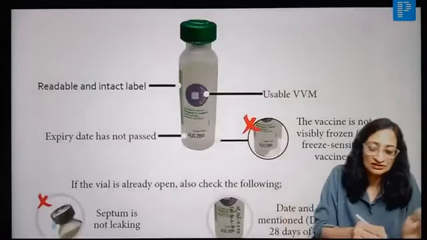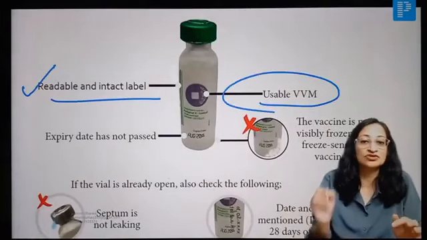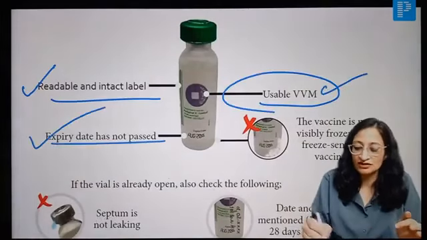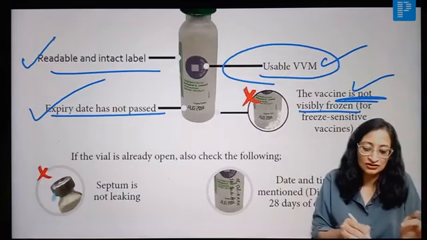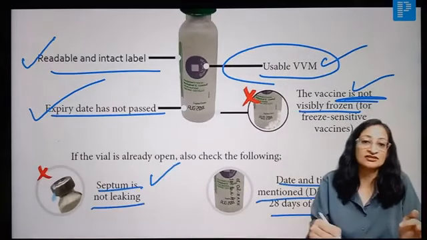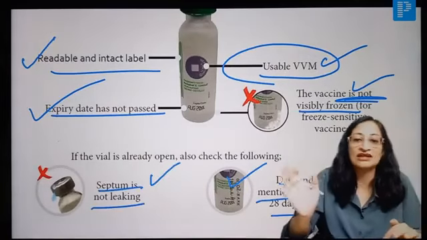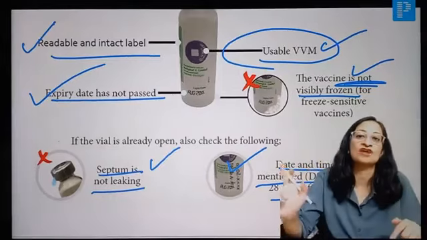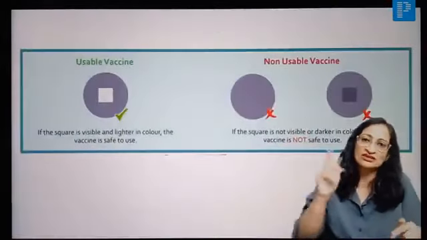So if the label is intact, the VVM shows that the vaccine is usable, the expiry date has not passed, the vaccine is not frozen, the septum is not leaking, and the date and time of opening the vaccine are mentioned, in that case you can reuse some of the vaccines that follow open vial policy, not all. What is this? This has come as a question previously.